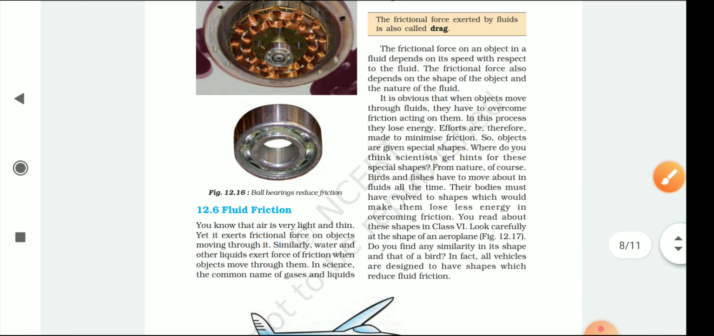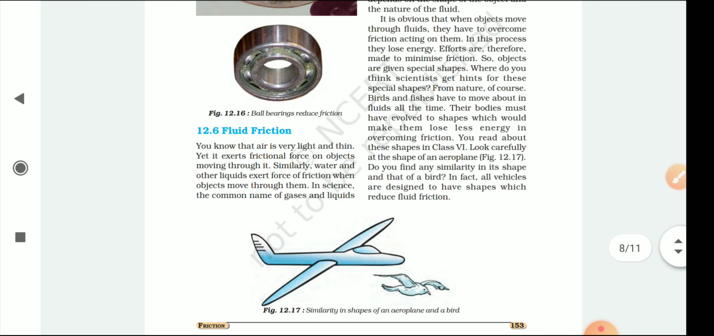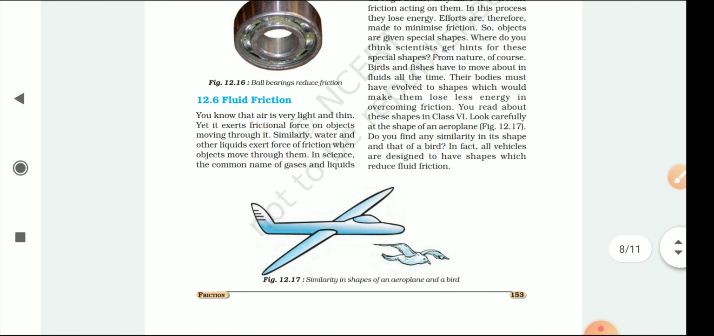Here you can see that this is also a streamlined body. Similarly, the shape of an aeroplane is like a bird, by which we can easily overcome fluid friction or air friction. So this is all about the chapter.